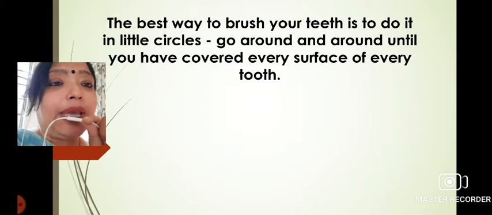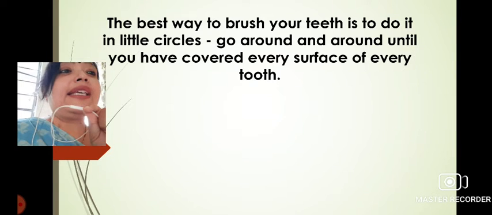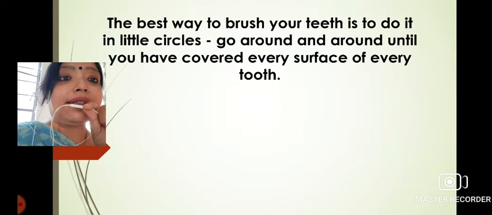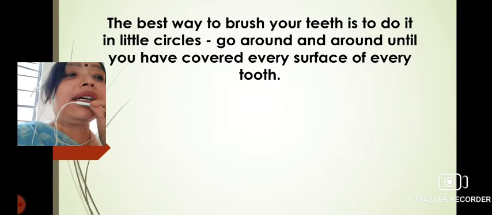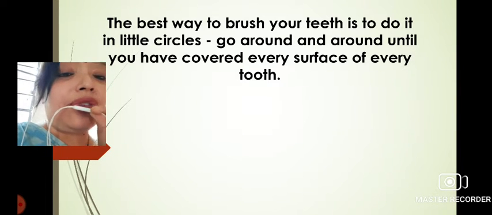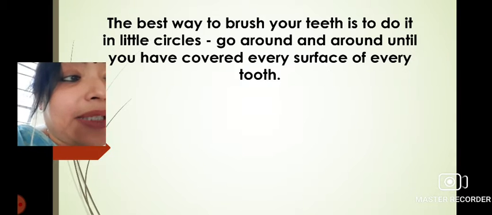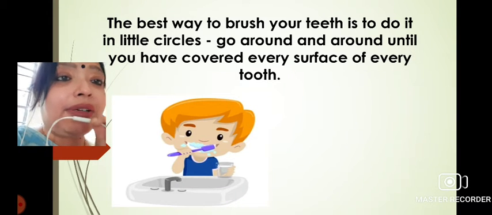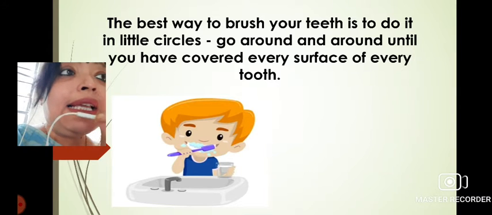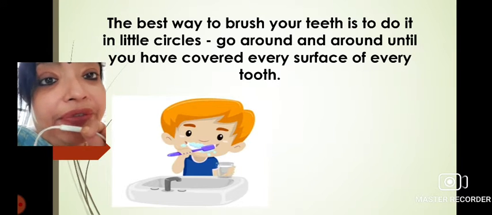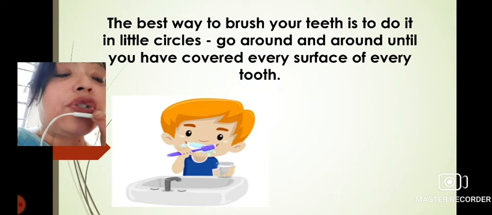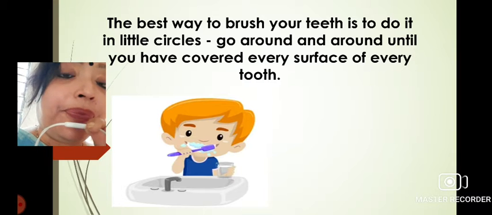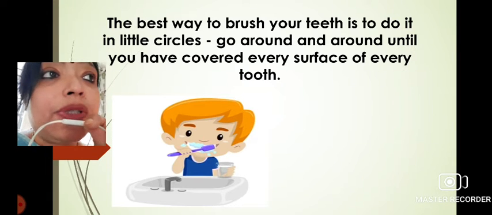The best way to brush your teeth is to do little circles. Go around and around until you have covered every surface of your mouth. That means you take the brush and move it round and round until every part of your mouth is touched by the toothbrush. This is a very useful method.